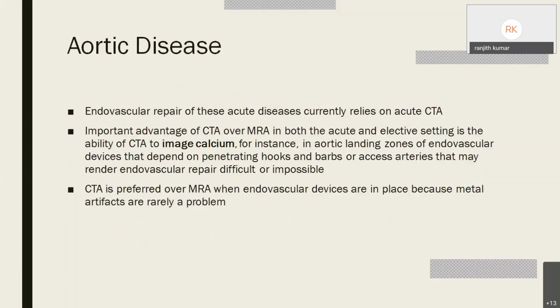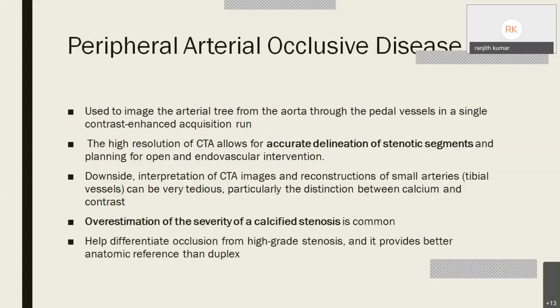So, the important advantage of CT over MR is that it can image calcium, and based on the thickness of the calcium, we can plan the landing zones in case of endovascular aneurysm repair, where hooks and barbs have to hook the aortic vessel wall. Coming to peripheral arterial occlusive disease, it gives an accurate delineation of the stenotic segments and helps in planning management, whether open or endovascular repair.